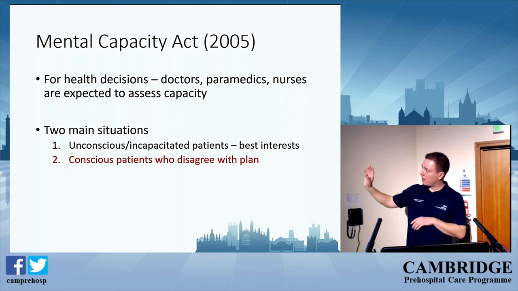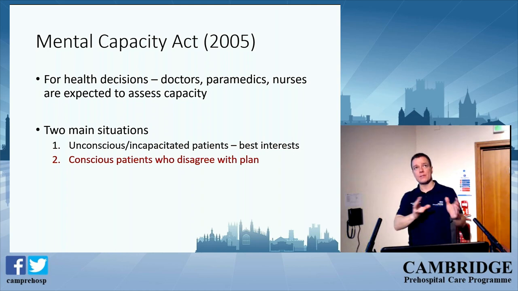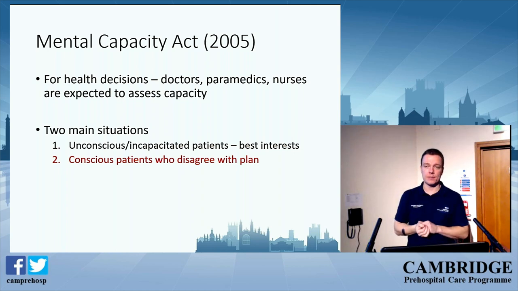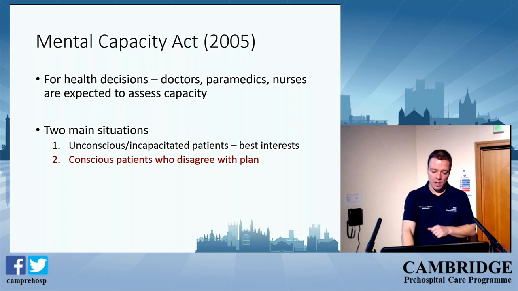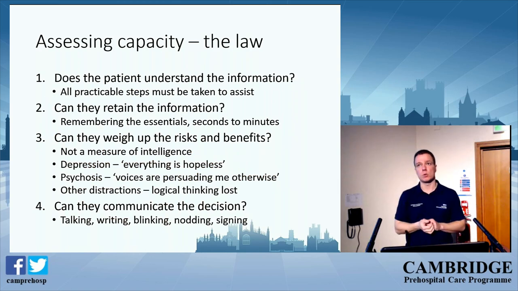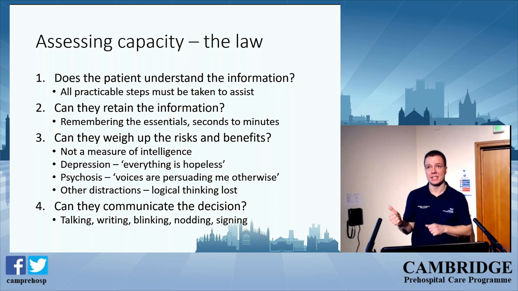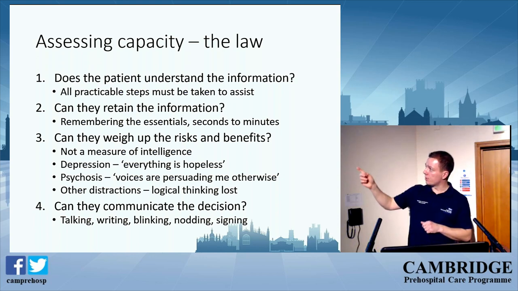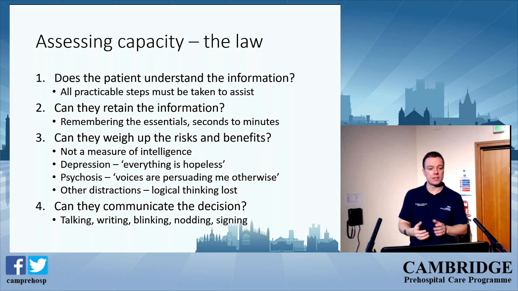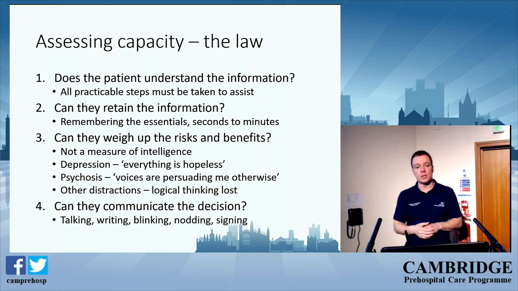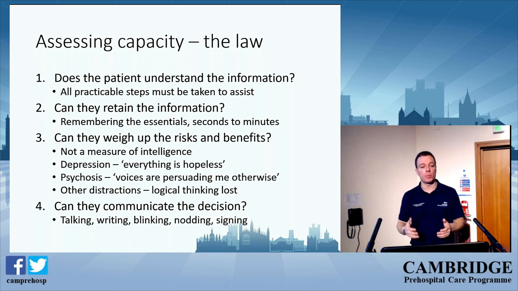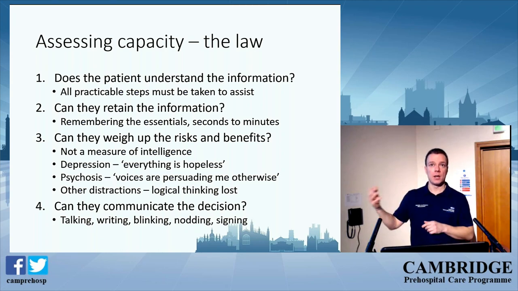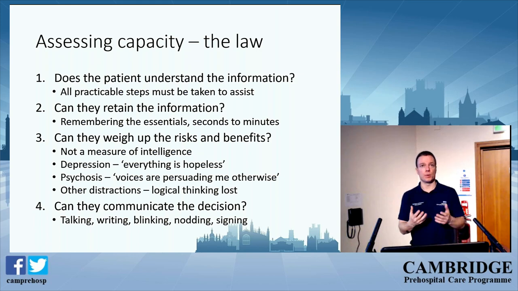So we assume that the patient has capacity. If they give us a reason to test that capacity, if they give us a reason to suspect that they might not have capacity to make the specific decision that we're asking them about, then these are the four tests that we would be expected to apply. So number one, does the patient understand the information? And it's important to note there's a couple of little caveats to this, that all practical steps must be taken to assist. So there's no point in explaining it to the patient in long medical terms, abbreviations that they can't possibly understand. You have to give it to them in a format that they would understand. Diagrams, pictures, through an interpreter, simple terminology.